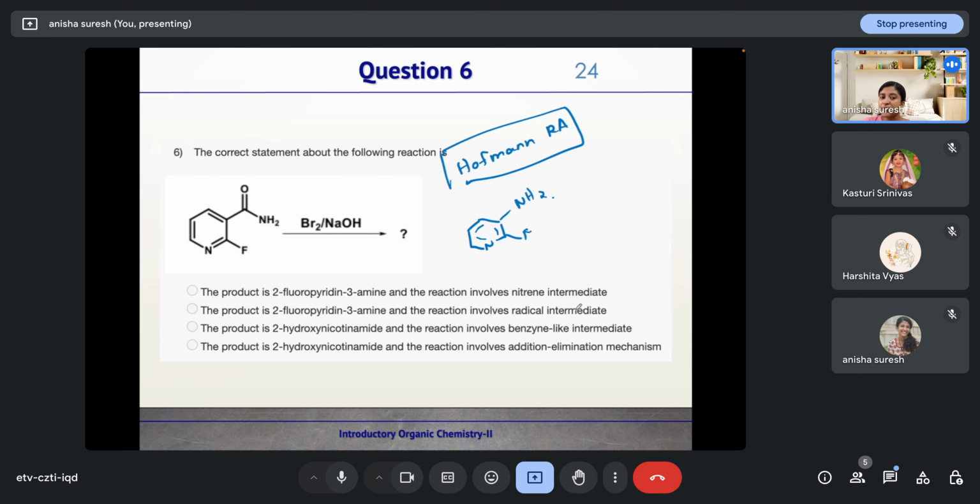And the reaction involves radical intermediate. Then the product is 2-hydroxy nicotinamide and the reaction involves benzyne-like intermediate. The product is 2-hydroxy nicotinamide and the reaction involves addition-elimination mechanism. So we know if it is Hoffman rearrangement, we should get this as a final product. Okay. So we can rule out these two options. Then out of these two, what is the right one?